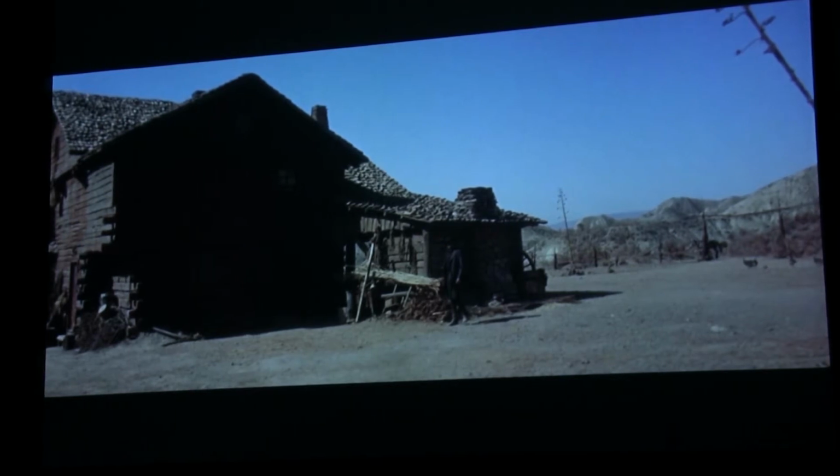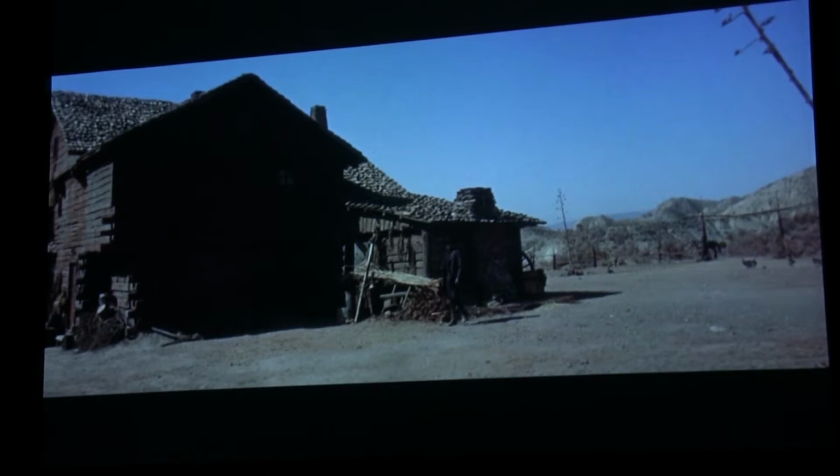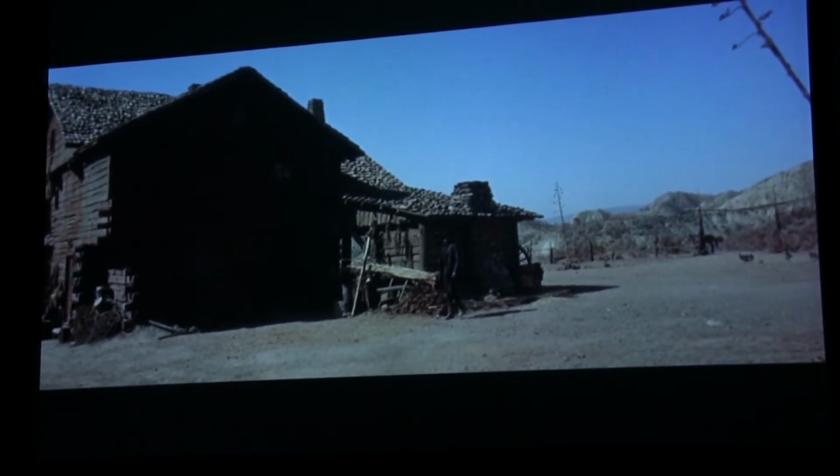Harmonica will enter right to left, and that right to left movement is where we're going to see the first stage of this continuity editing. Everything in this scene moves right to left, even when the characters are standing still.